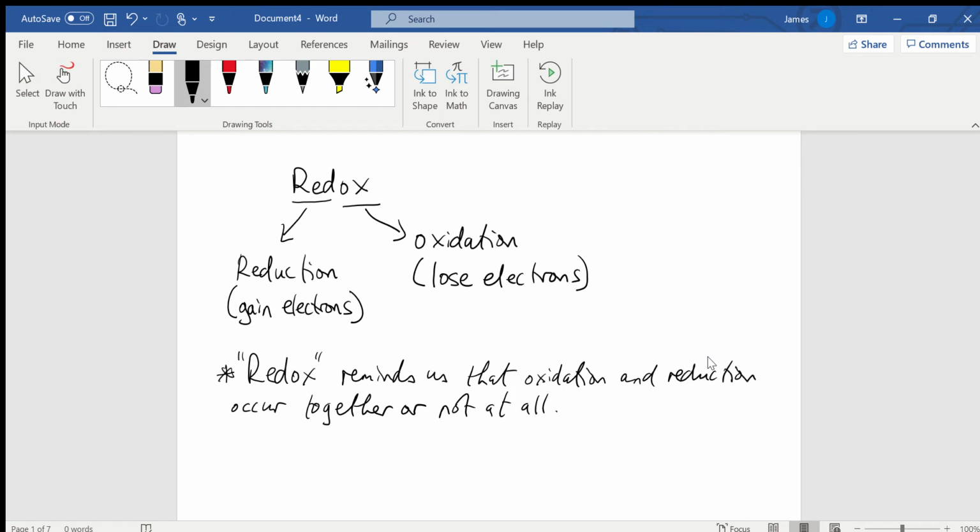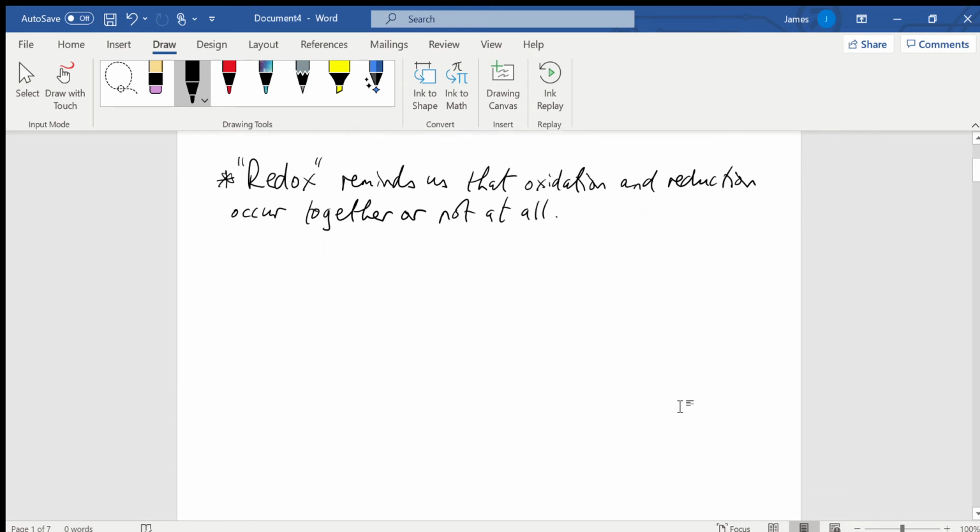And we can see why that happens. We can see why they have to happen at the same time. Let's say, for example, you have an element that loses electrons. So let's say we have X, which becomes X plus and an electron. So originally element X, over time with the arrow, becomes a positively charged ion. So it becomes a cation. A cation is a positively charged ion, and it's lost an electron. So we know that this is oxidation.